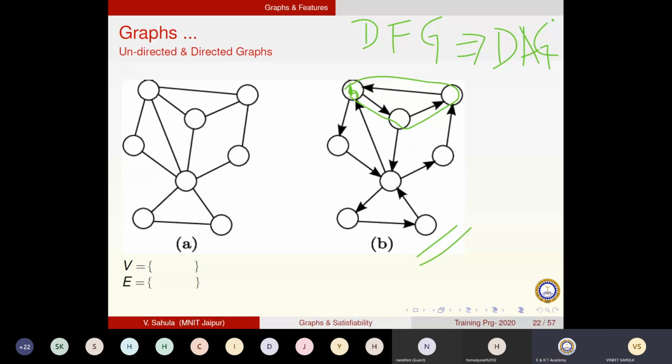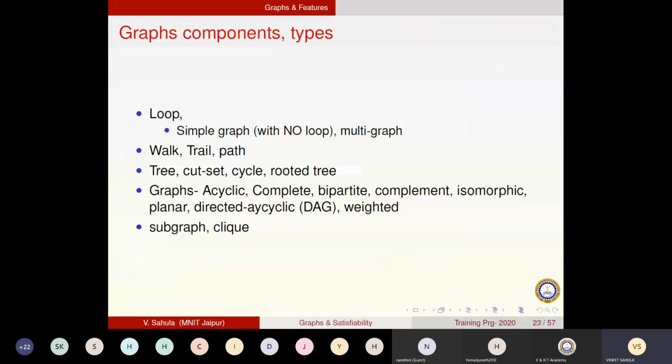Fine, doesn't matter. How many vertices are there? Please label: 1, 2, 3, 4, 5, 6, 7, 8. You write all vertices here, V1 to V8. How many edges? A, B, C, and label. So you have about 12 edges there. You can describe them in a set theoretic way also, V and E. Is it okay? Let me go ahead.